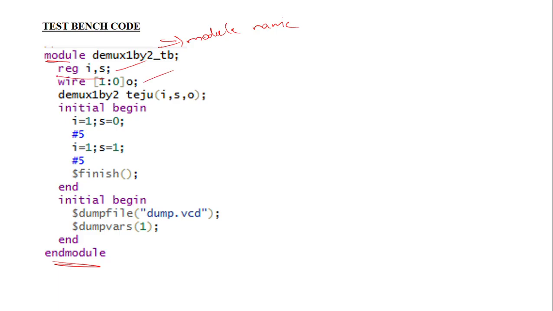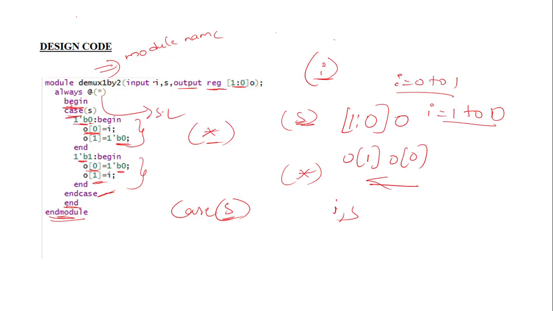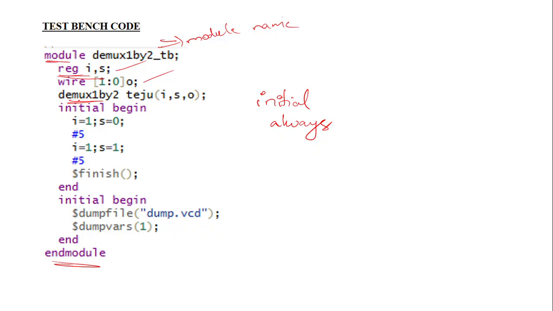So why are we particularly using reg? We discuss this every time in design. When we go into an initial block or always block, the variables we use in these blocks must be reg data type. That's why we represent I and S as reg data type. So there is a Demux 1/2, and it is our design code module name.